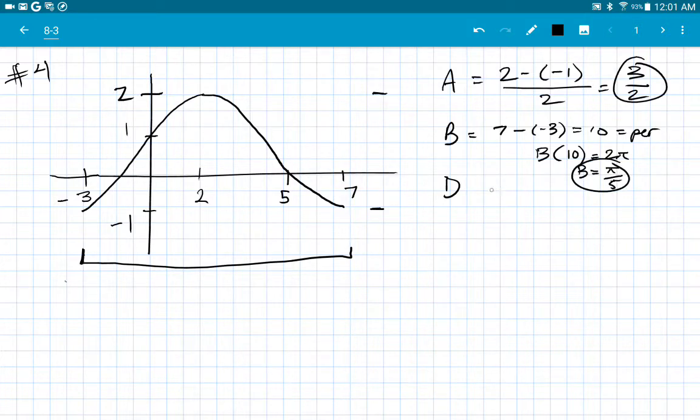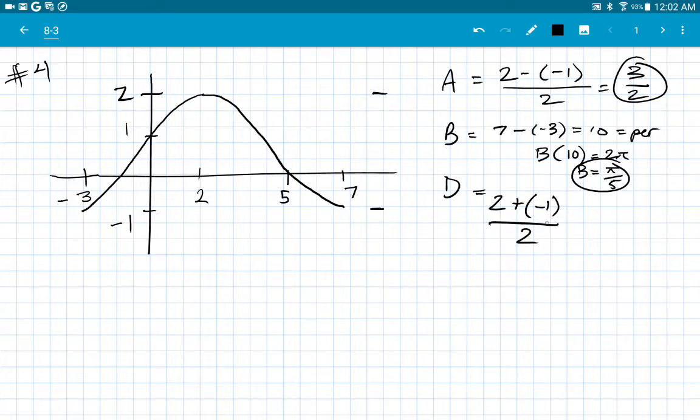So we've got a, we've got b, and now we've got to find d. So to find the d value, you just take again your max 2, this time plus your min, -1, and divide it by 2. That gives us 1/2. Remember that once you find the d value, this represents your midline as well. So you want to graph that to be able to create your equations. So we're just going to represent our midline at the value of 1/2. Okay? Alright, so from here we can go ahead and create our equations.